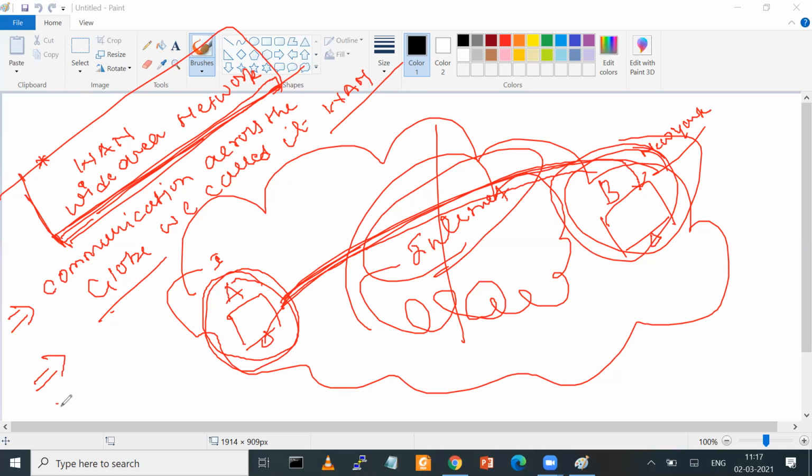So if someone is connecting above 100 kilometer, such a network we called WAN. अगर मैं 100 किलोमीटर से ऊपर कोई भी नेटवर्क बना रहा हूँ, कनेक्ट कर रहा हूँ, तो मेरा किस में आएगा? वैन में. So such a network we called WAN, wide area network. Wide area network will cover a good range. Above 100 kilometer, if I try to connect machines, that we called WAN.